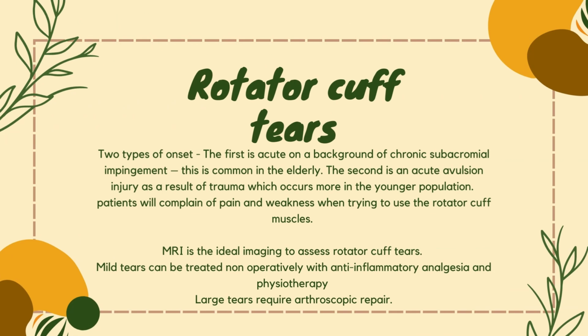There can be two types of onset with rotator cuff tears. The first is acute on a background of chronic subacromial impingement. This is common in the elderly. The second is an acute avulsion injury as a result of trauma, which occurs more in the younger population. In both scenarios the patient will complain of pain and weakness when trying to use the rotator cuff muscles.